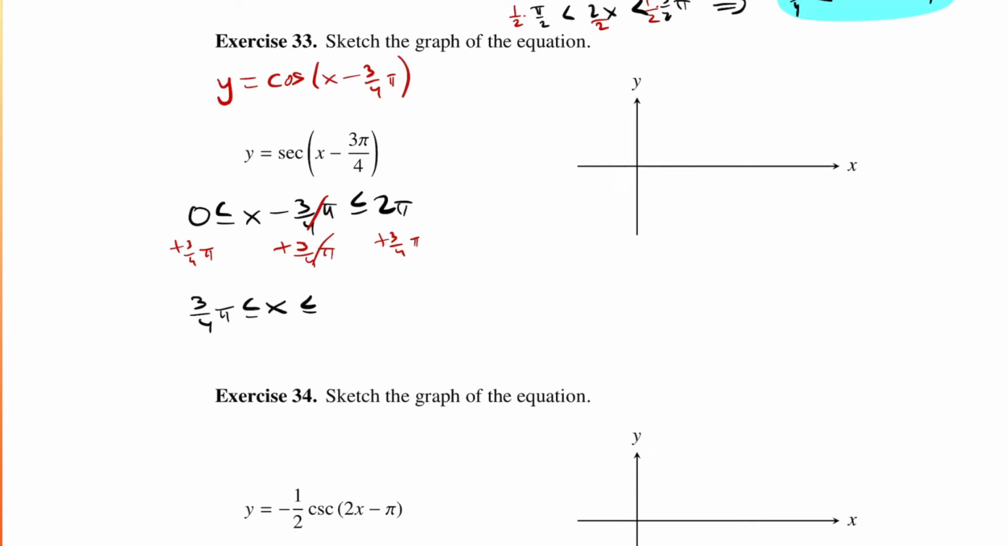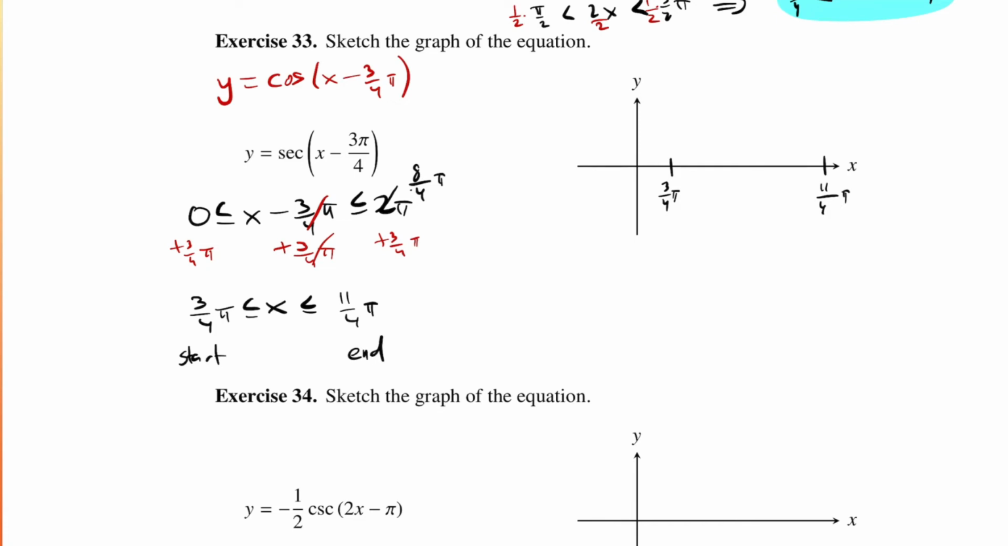So this is the same thing as 8 over 4. It's the same thing as 2. And so you're going to get 8 plus 3 is 11/4 pi. All right, so now we have our starting point, which is 3/4 pi. End point, 11/4 pi. So this is our start and our end.